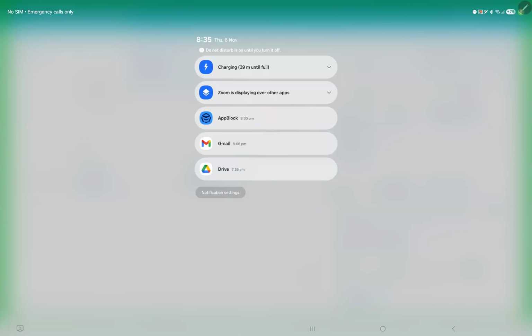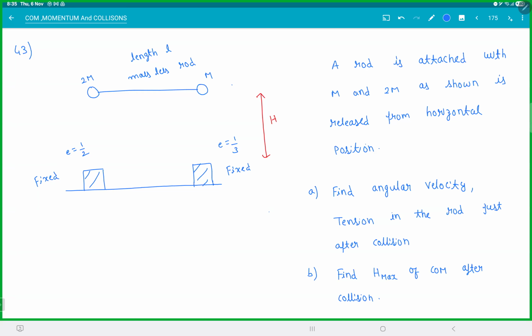Let's get this. I hope the picture is clear. Because e is not the same for both of them, they will bounce off with different velocities. This will make the rod rotate.